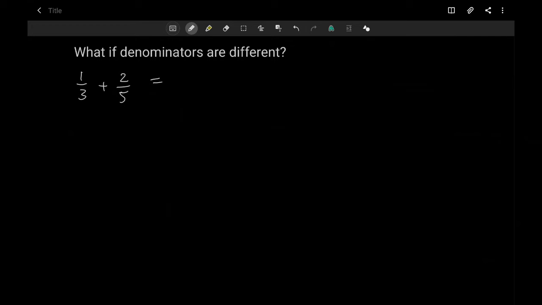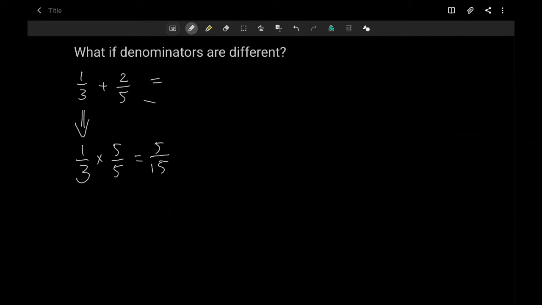The solution is to multiply the fraction by the opposite denominator. So what do I mean by this? If we look at the first fraction, it's 1/3. Now, what we need to do is multiply that 1/3 by the opposite denominator. The opposite denominator in this case is 5. So we need to multiply 1/3 by 5/5. This will give you 5/15.